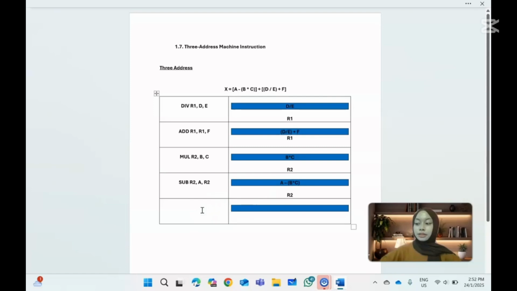The last instruction is add X, R2, R1. So we copy back the expression and store into register X. So this is the three address machine instruction. That's all. Thank you.